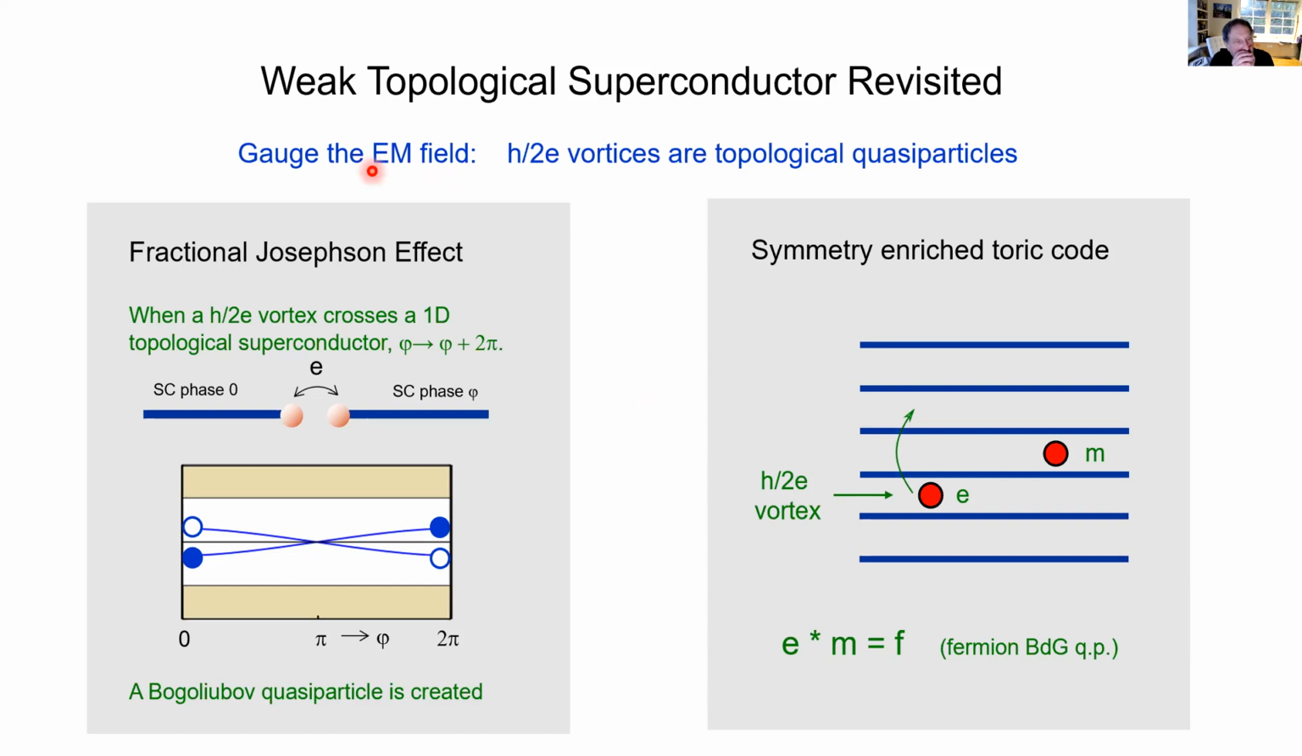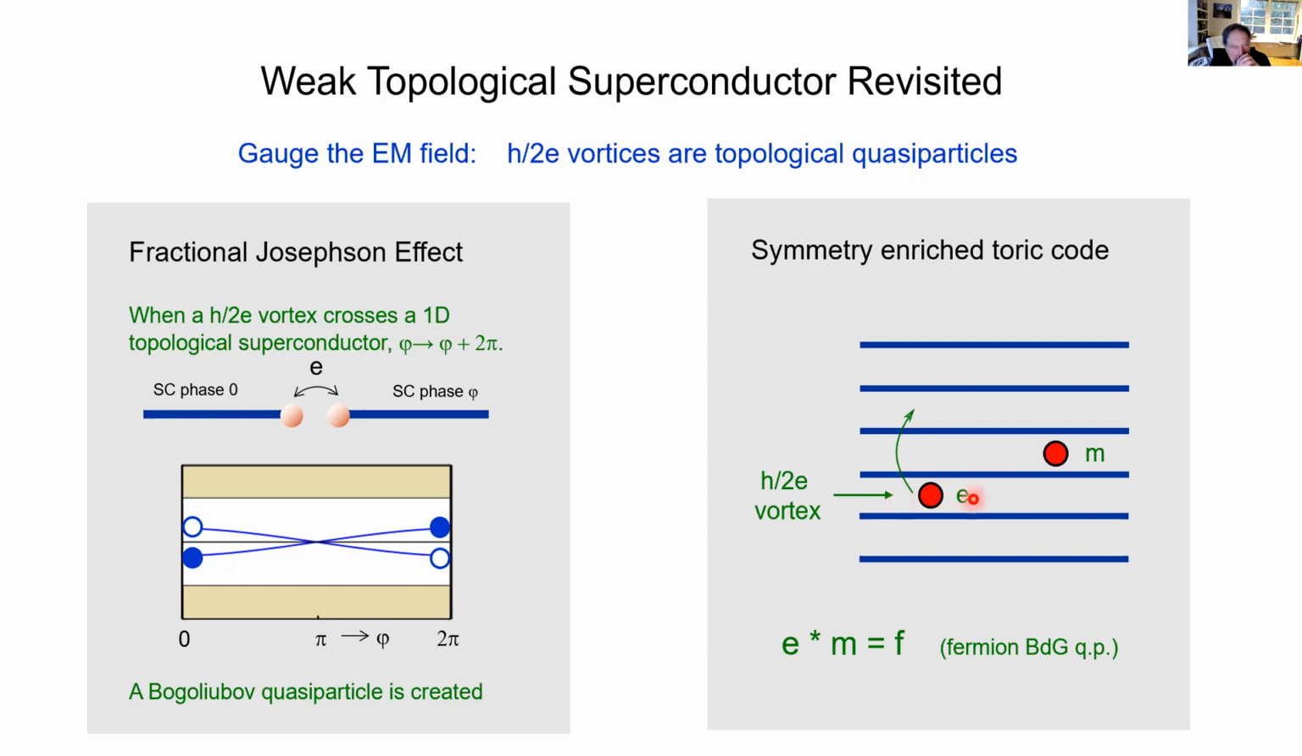And if you do that, then these h over 2e vortices become topological quasiparticles, okay? And I claim that they have exactly this property that they can only hop by an even number of layers, okay? Because if you try to hop a vortex across a one-dimensional topological superconductor, you get what's called the fractional Josephson effect, which is that when you advance the phase by 2 pi, then a Bogoliubov quasiparticle is created at the junction, okay? And so you can't hop a vortex without leaving something behind, okay? But you can hop a vortex by 2 spaces, because then you can tunnel an electron between the two, okay?